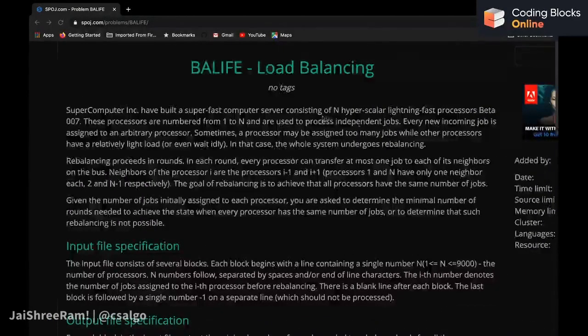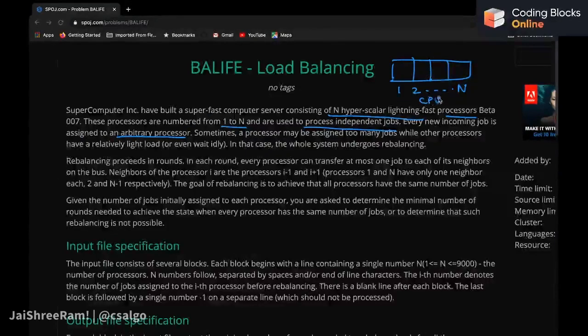Okay, so you have n number of processors. Okay, you can treat this as an array of size n, and each processor is numbered between 1 to n, and they are used to process independent jobs. Every new job is assigned to an arbitrary processor. So there are n number of CPUs, and each CPU has some random number of jobs to execute. Okay, let's say like this.